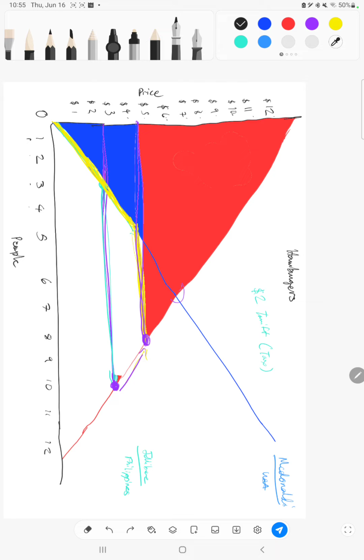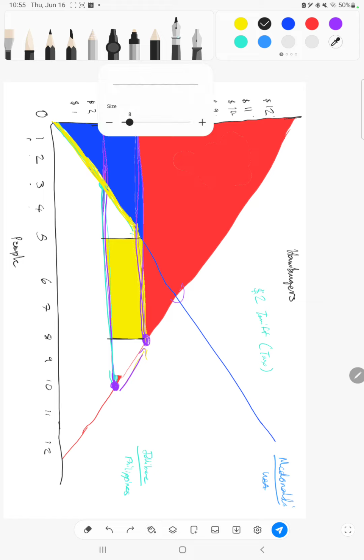Now, here's the interesting question that we have in economics: what happens to this middle part right here? Well, we know that this goes to the government. We know that this is more expensive. And of course, the taxes always go to the government. It doesn't go anywhere else. So this right here, these are taxes. It goes to the government.